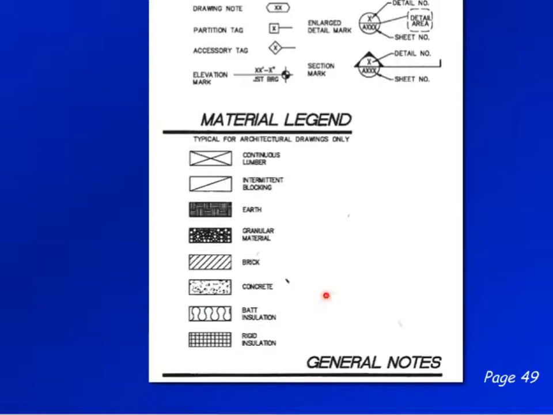Batt insulation, shown as these squiggly lines going up and down. Continuous lumber, shown as this little X line like this. Very typical throughout the industry, very typical on drawings, and it's not uncommon for people to have a materials legend identifying the types of materials that will be on your drawings.